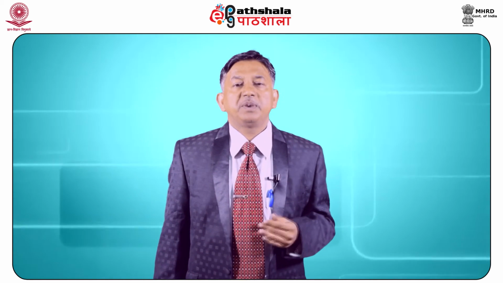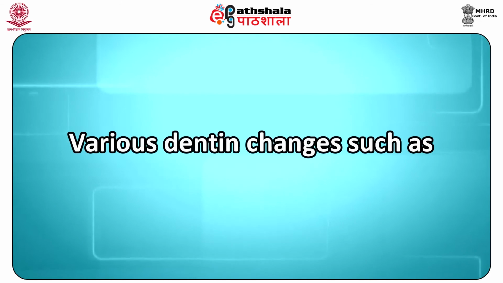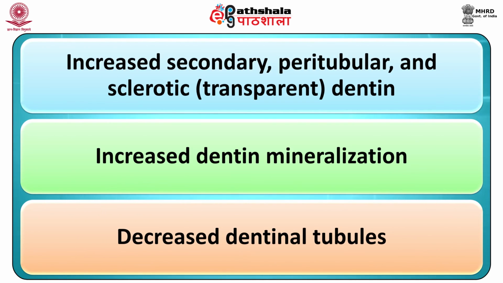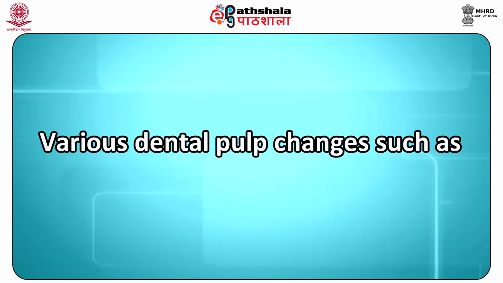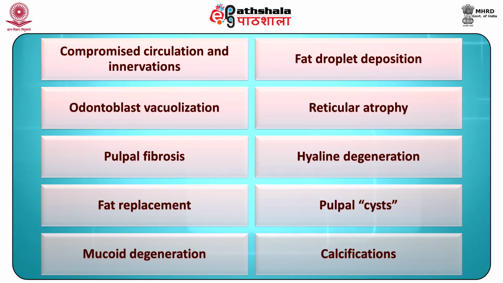There is loss of permeability and increased brittleness of enamel over a period of time. There is increased width of the annulations of the cementum. There are various dentin changes, such as increased secondary, peritubular and sclerotic dentin. Then there is increased dentin mineralization and decreased dentinal tubules. The dental pulp also undergoes several changes, such as compromised circulation and innervation, fat droplet deposition, odontoblast vacuolization, reticular atrophy, pulpal fibrosis, hyaline degeneration, fat replacement, pulpal cysts, mucoid degeneration and calcification.